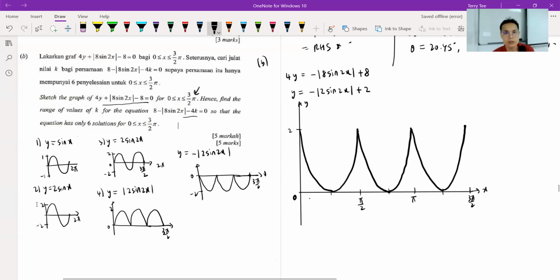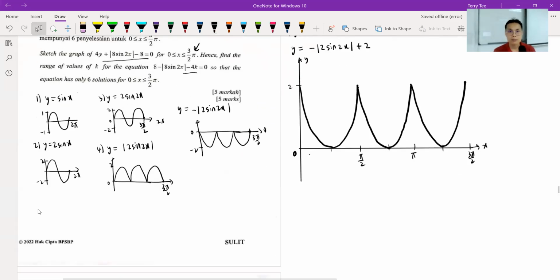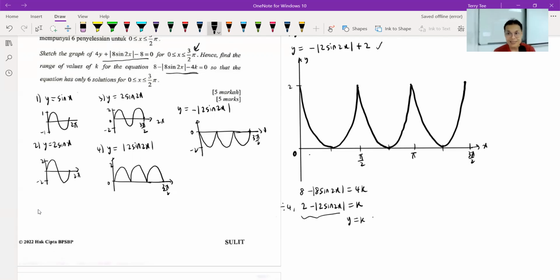Okay, so this equation, if you look at it, we can rearrange it by first bringing the 4k to the right. So 8 minus 8 modulus 8 sine 2x equals 4k. As we divide by 4, we have 2 minus modulus 2 sine 2x equals k. So basically, this is the same as our first graph, right? And the second graph that we have to draw on the same axis is y equals k.